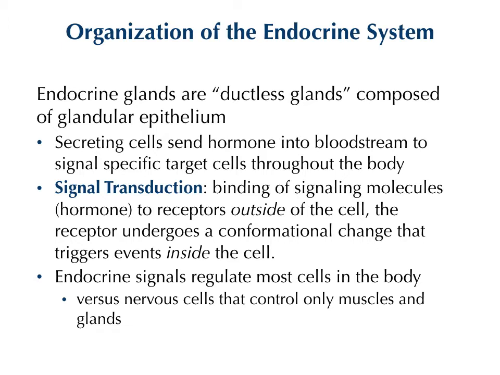Signal transduction occurs when the binding of signaling molecules, such as a hormone or some other ligand, will bind to the receptors on the outside of the cell. Then that receptor itself is going to undergo a conformational change that will trigger a cascade of events inside of the cell. And usually this travels to the nucleus of the cell, you'll find out. The endocrine signals regulate most cells in the body versus nervous systems, which will control basically only the muscle cells and the gland cells.